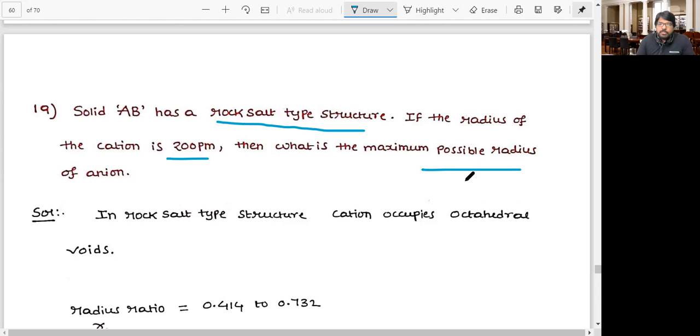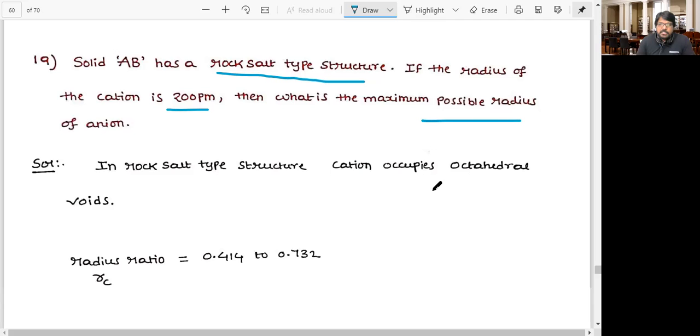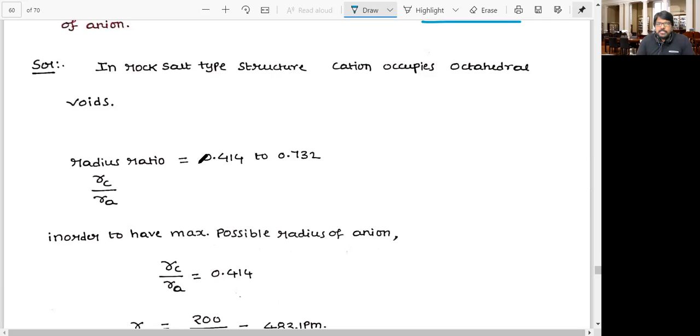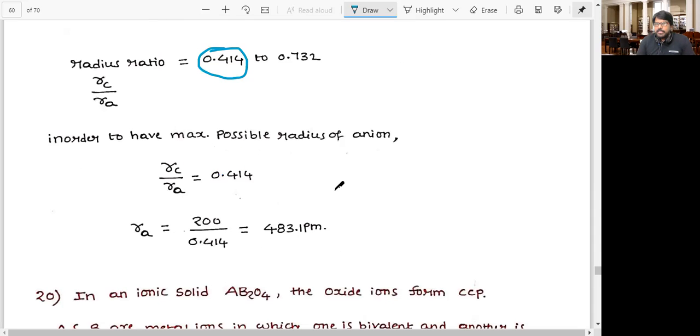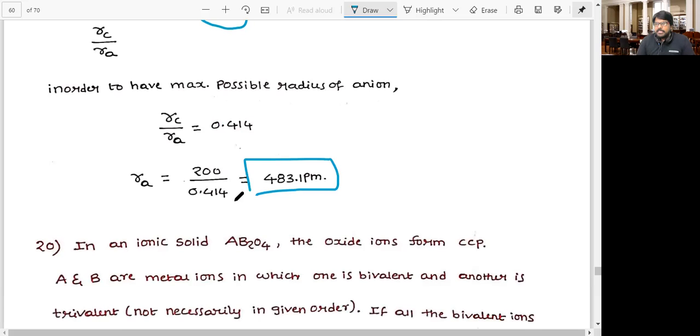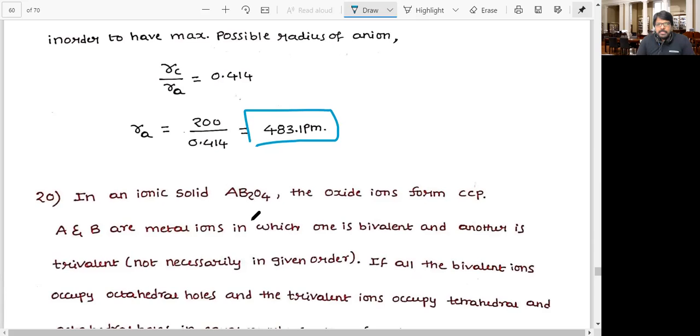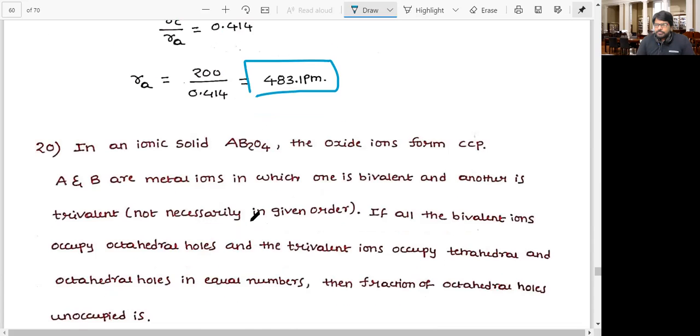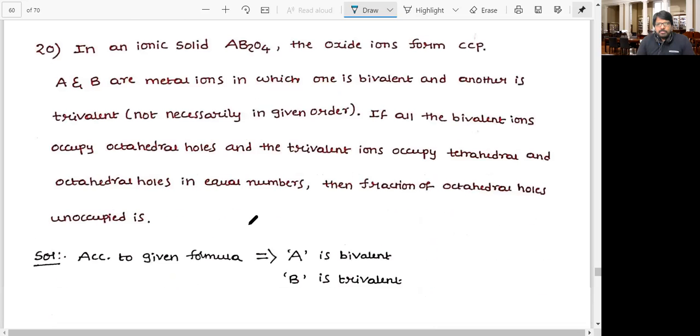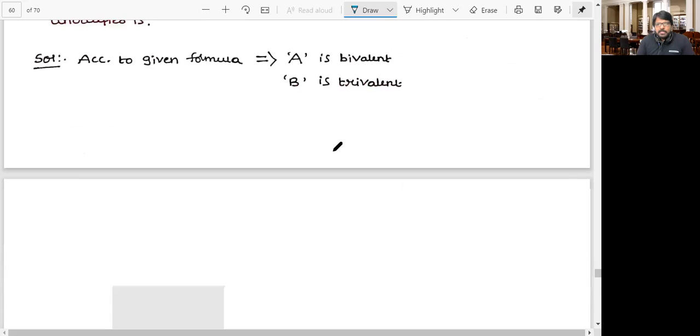But he's asking the maximum possible radius for anion. So for cation you have to take the minimum possibility, which means you need to take 0.414, the lower range. Using the ratio of the radius of cation by the radius of anion, you will get the maximum possible value for anionic radius. And the next one, okay, this is a repeated model, not necessary. Let us move on to some more questions here.